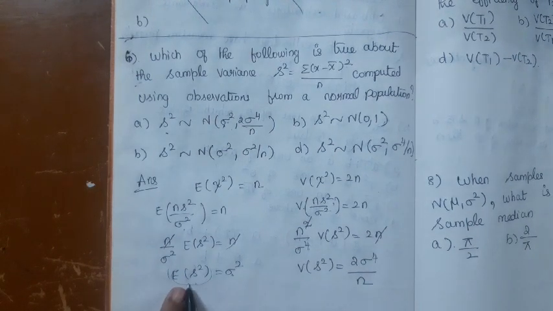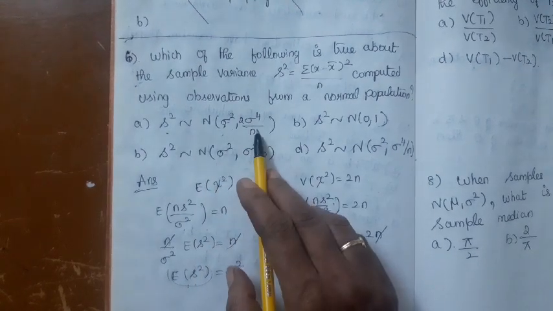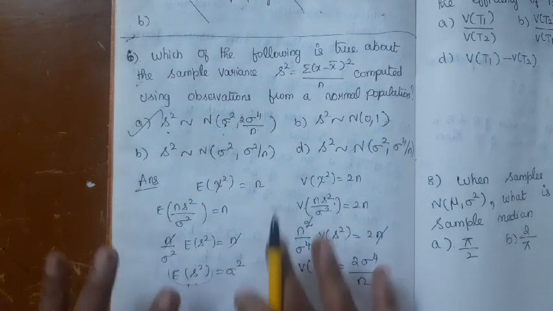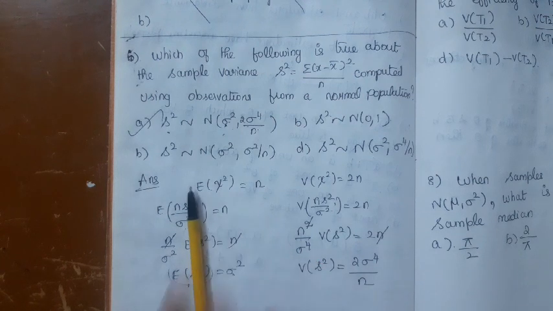So what is expectation of s square? Sigma square. And what is variance of s square? 2 sigma power 4 by n. So option A is the correct answer. Right? I go by chi-square distribution, that is rather easy. Okay, the rest of the problems we shall have in the next video. Thank you.